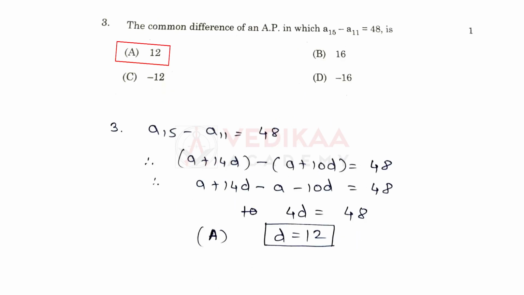Question number 3. The common difference of an AP is asked, given that A15 minus A11 is equal to 48. We know that an is equal to a plus (n minus 1) into d. So A15 will be equal to a plus 14d and A11 is equal to a plus 10d. We just subtract these two values. Here you can see that a gets cancelled, so you will get 4d is equal to 48, so d is equal to 12. The correct option is A, 12.